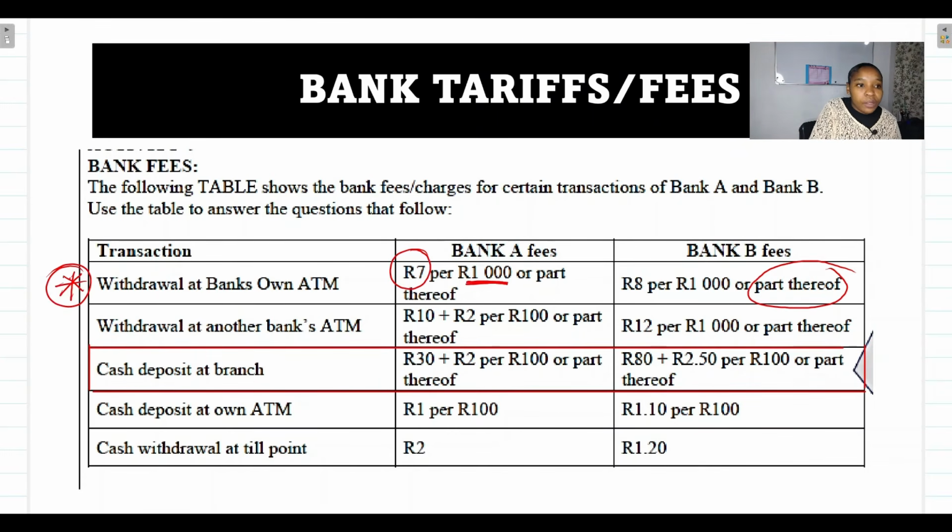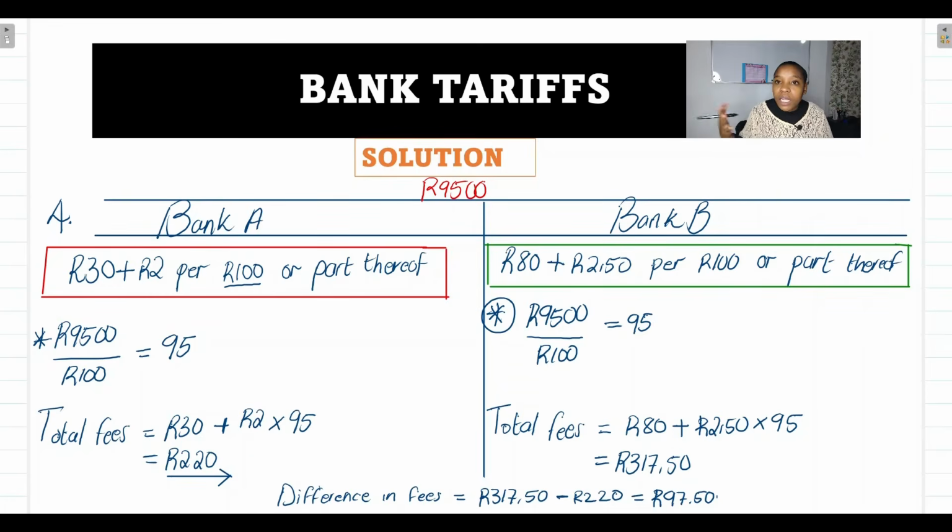In the last question, we didn't have to round anything off because we didn't have a 95.6 or 95.2. It was just a whole number. So you just take that number as it is and multiply it with the fee that they charge per 100 rand that is withdrawn to get your answer.